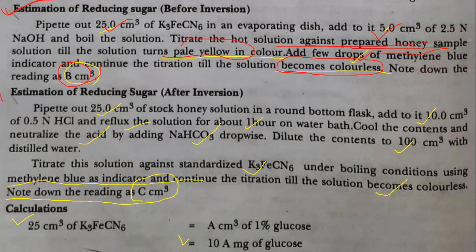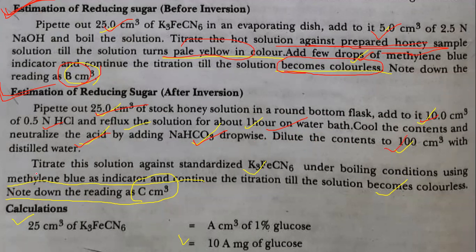Estimation of reducing sugar after inversion. This was before inversion. Now after inversion, we pipette out 25 ml of stock solution in a round bottom flask. Add 10 ml of 0.5 normal HCl. Now you are adding HCl here and reflux the solution on a water bath for an hour. Cool the content and neutralize the acid with the help of sodium bicarbonate. Dilute the content in a 100 ml volumetric flask.